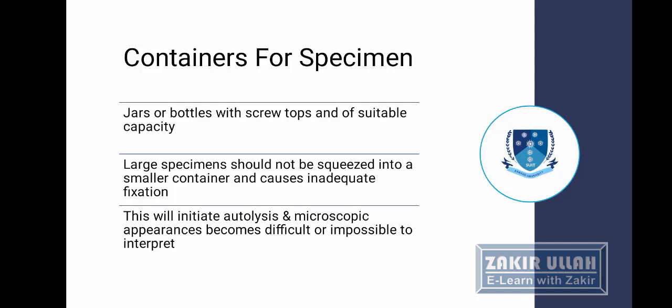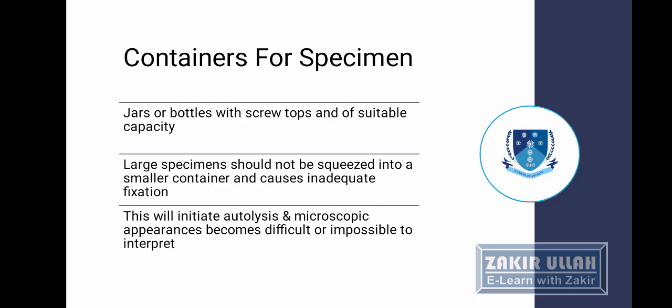For a large specimen, for example the whole kidney or a limb or any other specimen, there should be a large container of suitable size. If the container is small and the tissue is large, then the tissue should not be forced or squeezed into the container, because if we forcefully insert a tissue inside a container, it can cause problems in fixation, and the fixation may become inadequate.